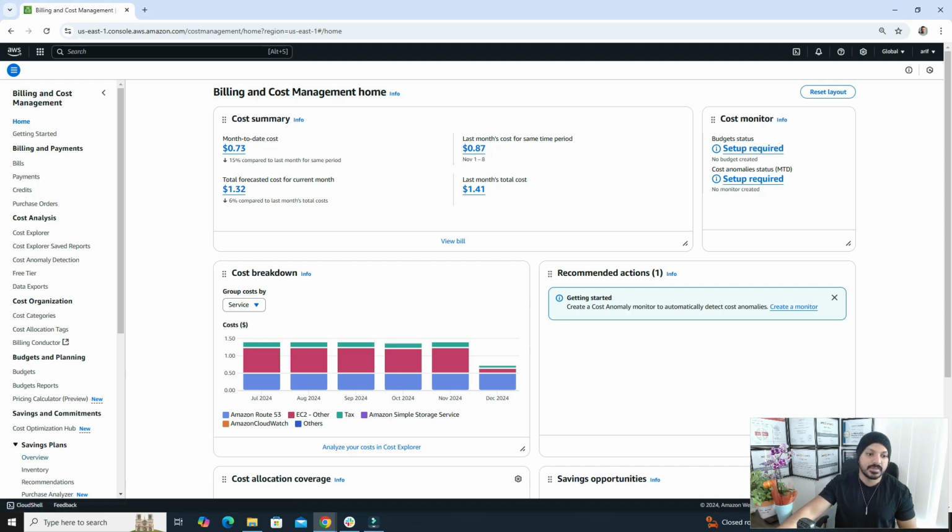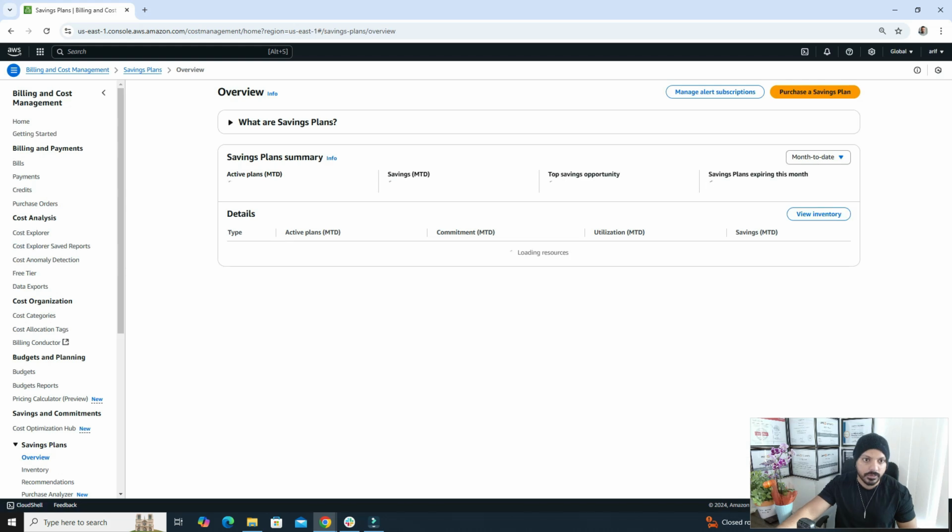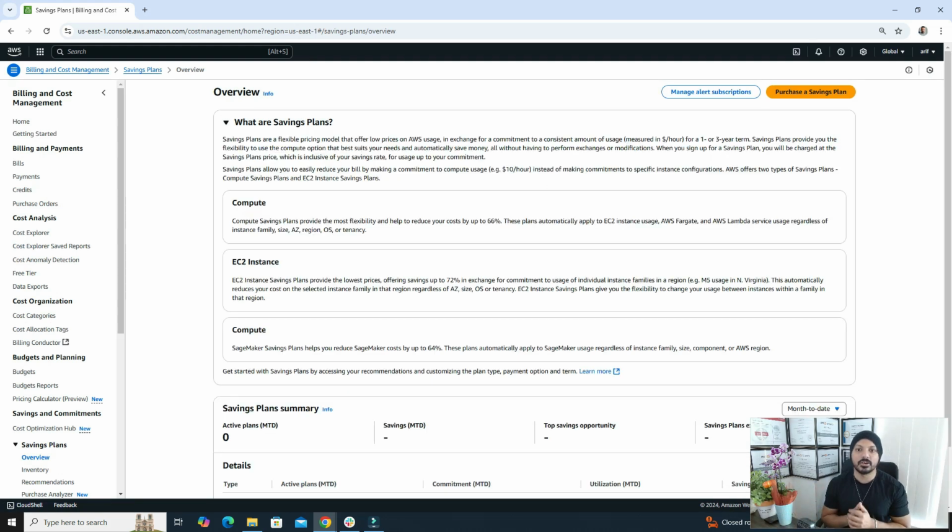So what is a savings plan? If we go to the overview section and click here, what are the savings plans? Basically it's a commitment that we are making with AWS that we are going to use their services, and the commitment could be for a year or 3 years. There are a few types of savings plans. It could be the Compute Savings Plan, which covers EC2 services, AWS Fargate, and AWS Lambda. So anything related to compute will be covered by this particular savings plan.